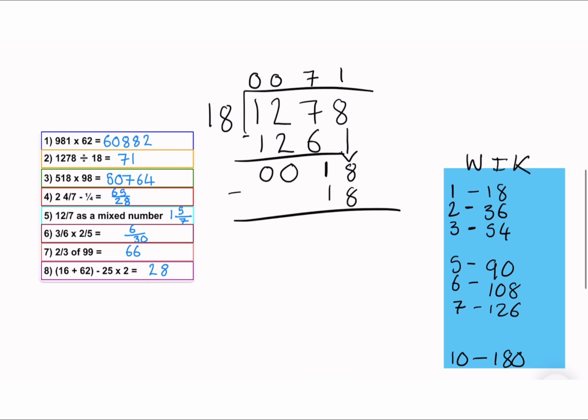Take it away from each other. 8 take away 8 is 0. 1 take away 1 is 0. We've got our zeros from before. So I'm left with 0, so I know there's no remainders. So my answer to 1,278 divided by 18 is 71.